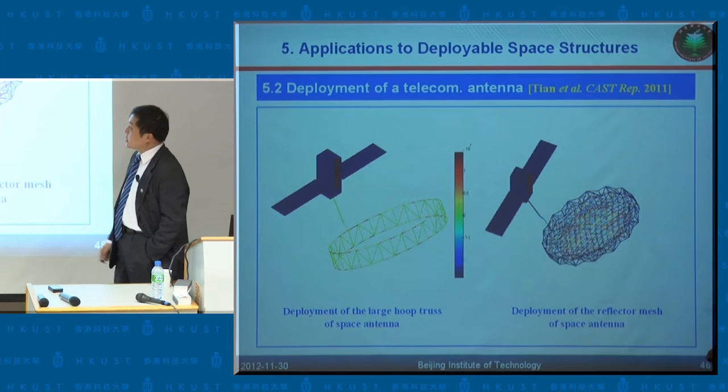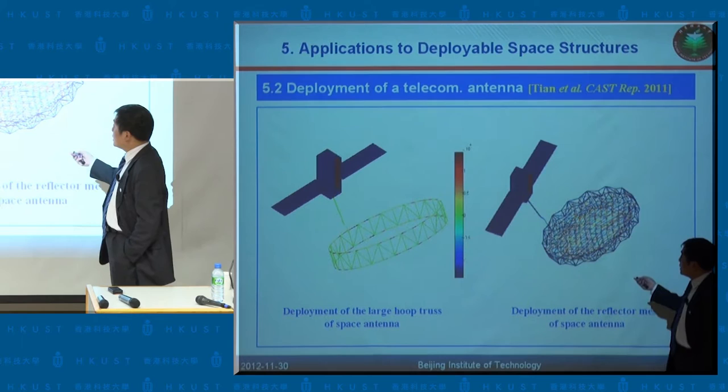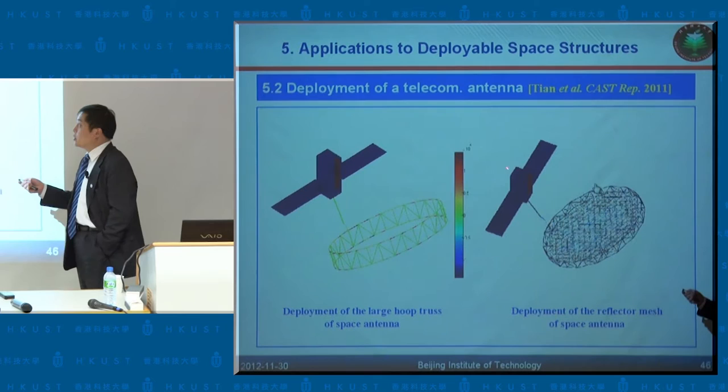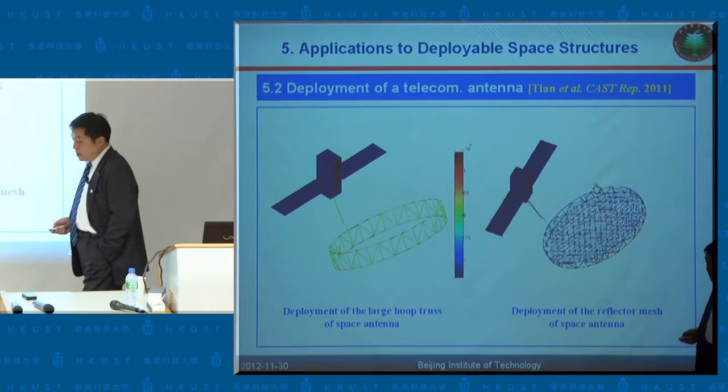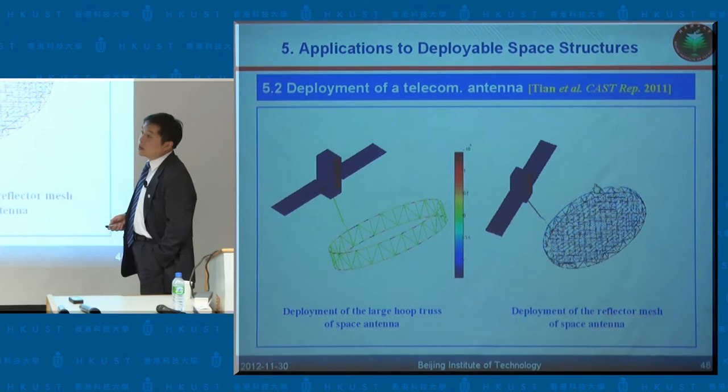To simplify the visualization, I do not show the deployment of the reflector, the meshes. And here, let me show you how the mesh is deployed. You can also see the change of the colors. That means the change of dynamic stress. And this model includes more than 10,000 degrees of freedom, and it was not possible to do a numerical simulation from the commercially available softwares or the softwares developed in the old days.